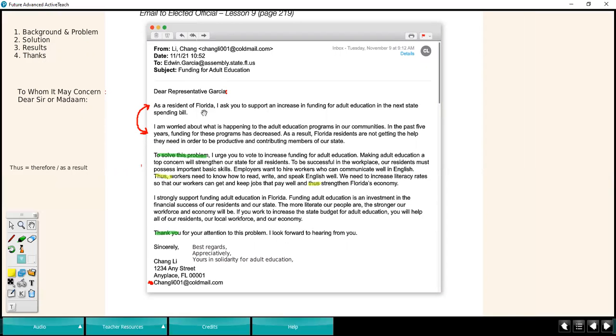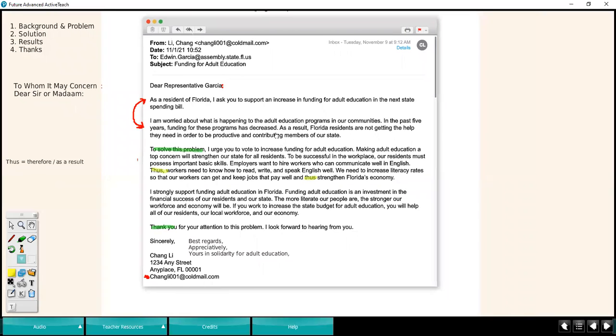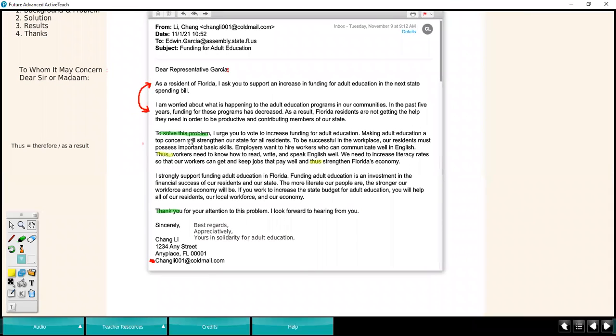We know where this is happening, how long it's been happening in the past 5 years, and what the problem is, that they need more funding. Next paragraph, the solution. To solve this problem, I urge you to vote to increase funding for adult education.